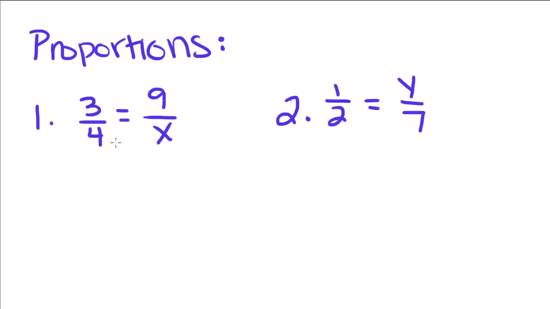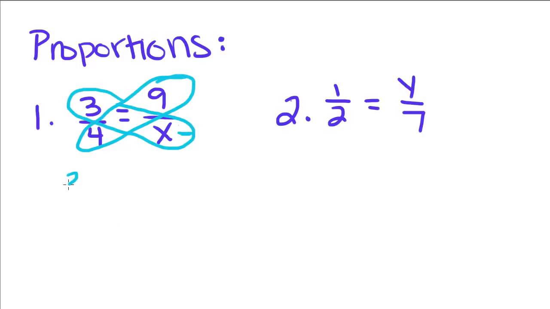And a proportion is always going to be set up like this. You have a number over a number equal to a number over another number. When we solve proportions, we're trying to find out what value of x makes this proportion true. So to solve this, we're going to cross multiply. So we multiply 9 by 4 and 3 by x. So we have 3x is equal to 9 times 4. 3x and 9 times 4 is 36.